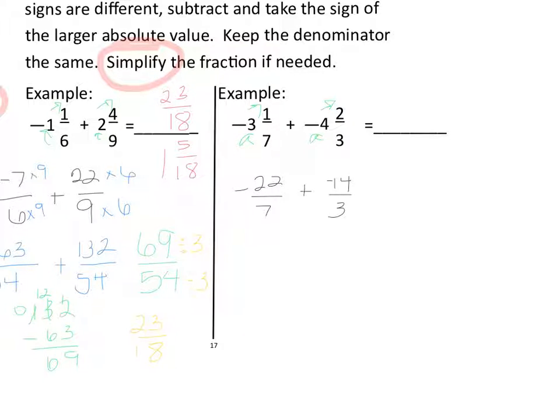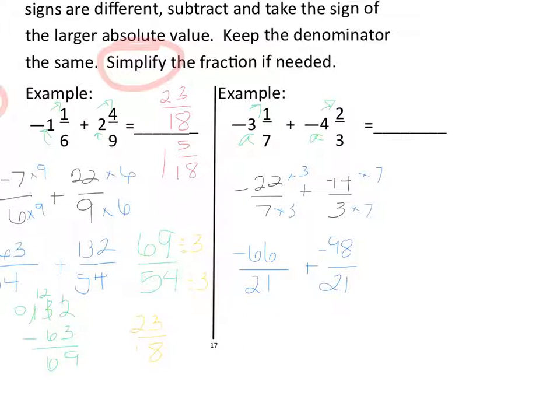Now we need a common denominator. In this case, we multiply our denominators together. So we have 22 times 3 is 66, we know it's negative, over 7 times 3, which is 21. Plus, we have 14 times 7, which is 98. We know it's going to be negative. 3 times 7 is 21.